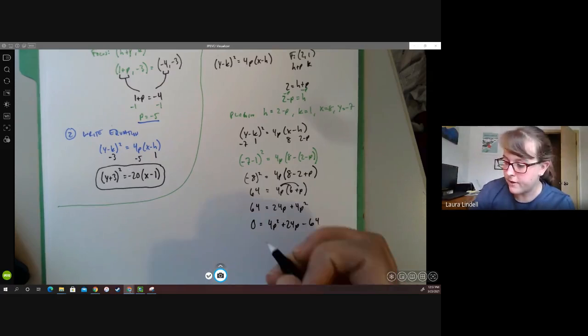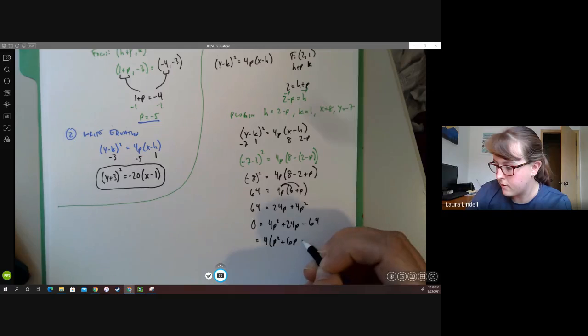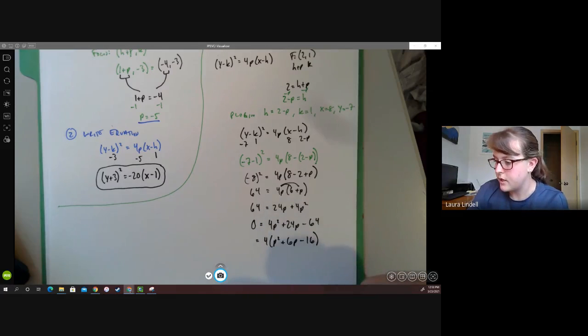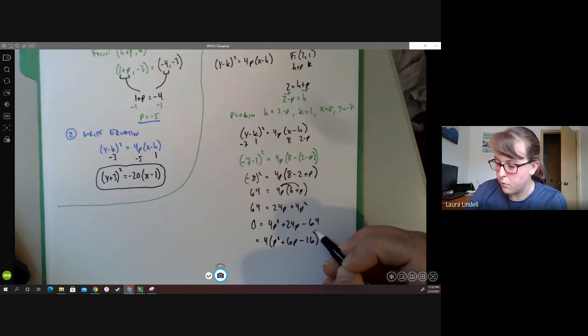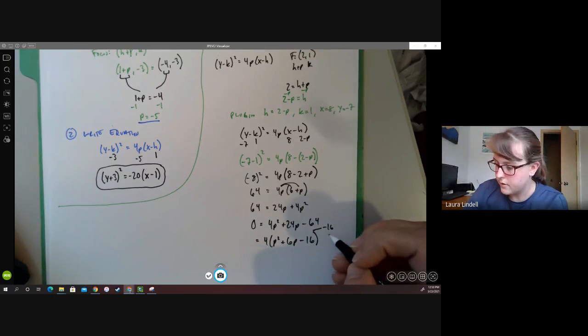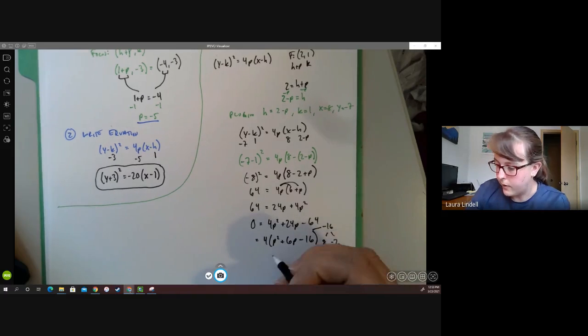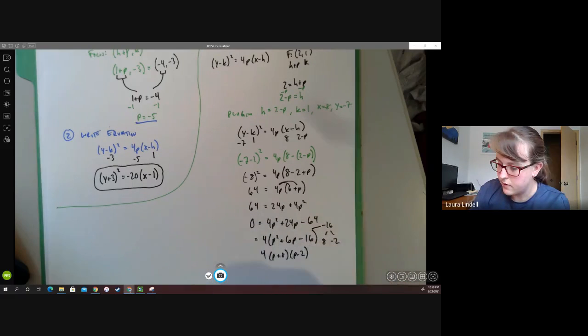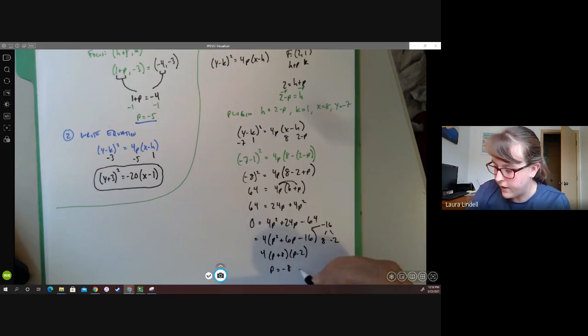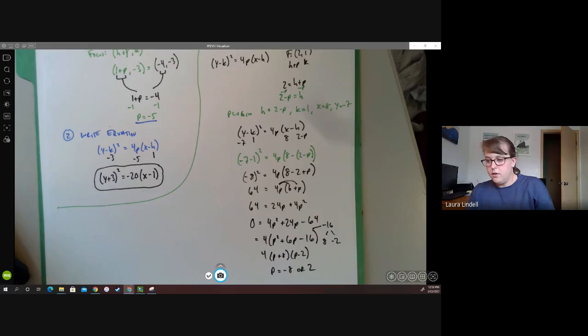And then here I can start by factoring out the GCF of 4. And then to factor it, we're looking for things that multiply to negative 16 and add to 6. So that would be 8 and negative 2. So we get p plus 8, p minus 2. So p is either equal to negative 8 or positive 2. Okay.